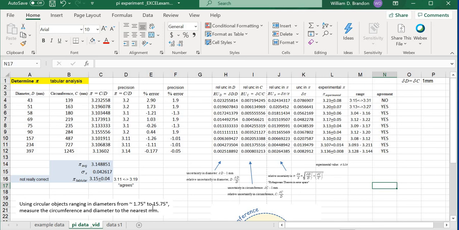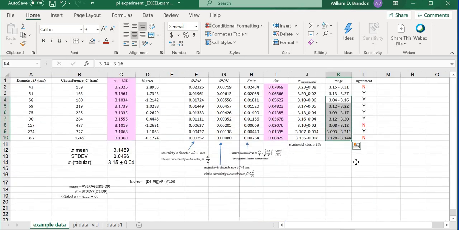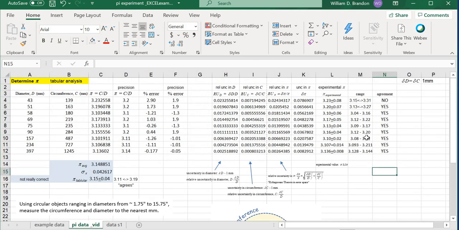Am I missing one here? I thought there was one that didn't agree. Let me look. Oh, yes, I'd missed that one. Look, pi is above the upper bound there, so that is a no. See that? No. The pi does not fall in that range. There you go. So there are 2 that don't agree. I'll redden them so we can point them out.